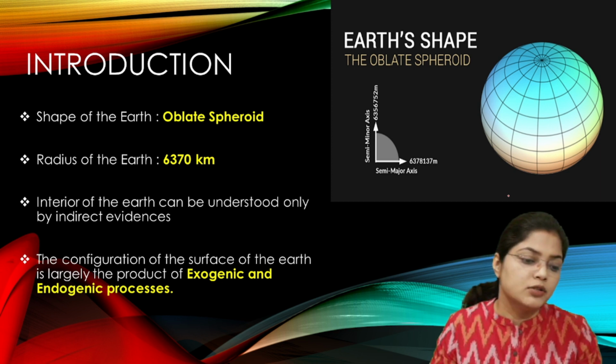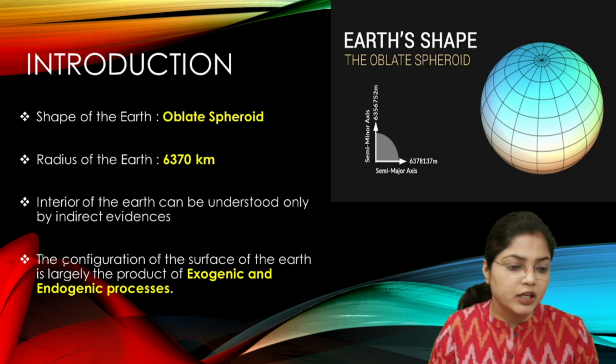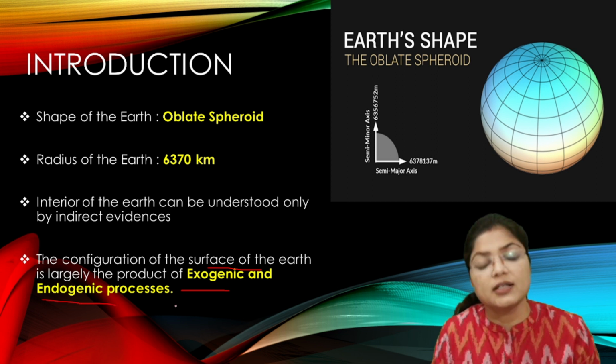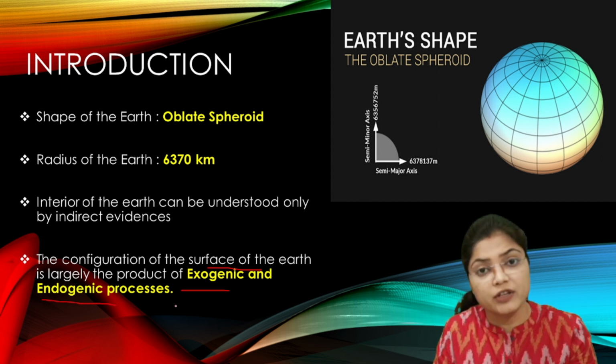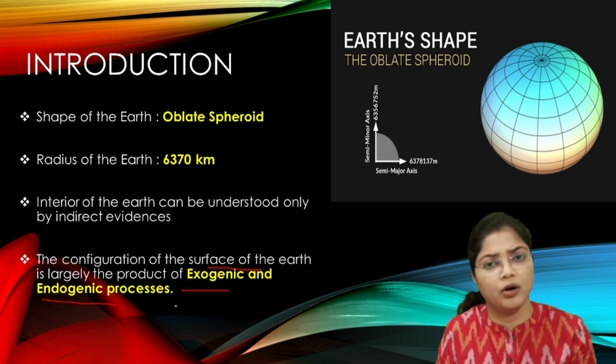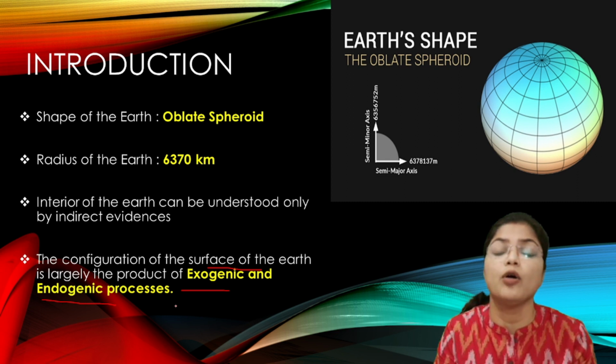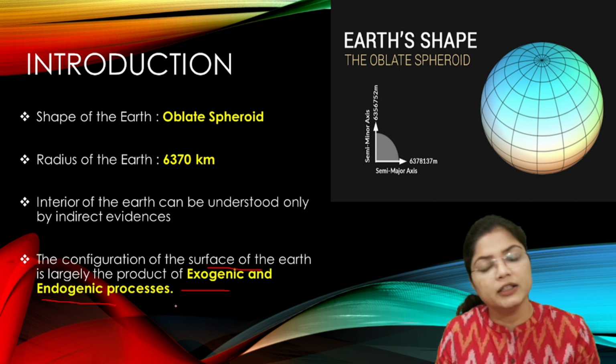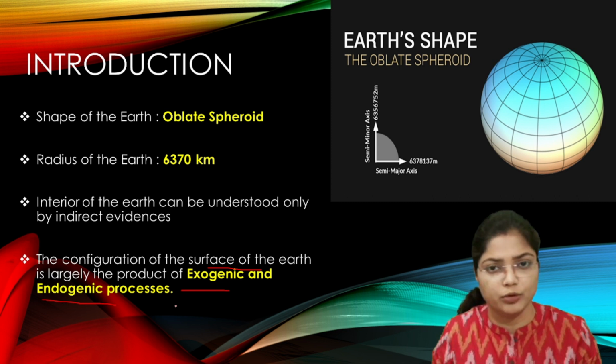Okay. So here you can see the configuration of the surface of the earth is largely the product of exogenic as well as endogenic processes. Exogenic processes like wind, meandering of rivers, erosion, and many more, these are all known as exogenic processes which occur on the surface of the earth. And the processes which occur inside the earth are known as endogenic processes, for example volcanic activity and many more.